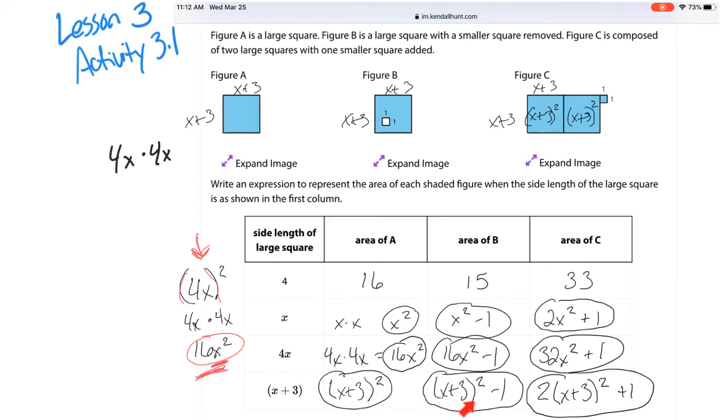Then in B, it would be that square minus 1. And then in C, you have 2 of those squares that have an area of (x + 3) squared. So 2(x + 3) squared, or 2 times (x + 3) in parentheses squared. And then add on that 1 on the end.